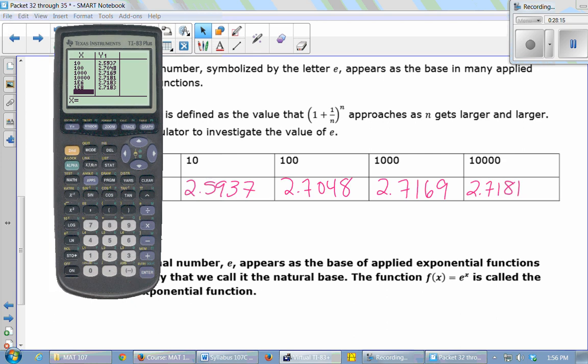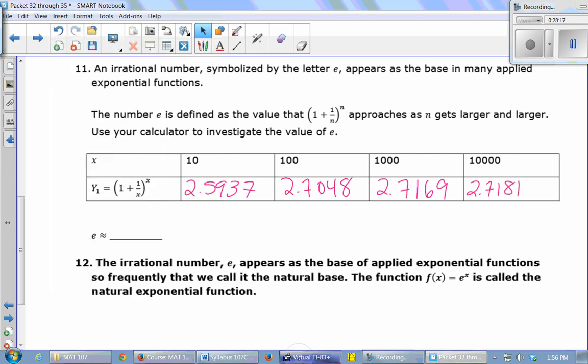These decimals actually keep going on and on forever. So the value e is approximately 2.7183. So it's approximate because as soon as you chop off a decimal, you've rounded it. But it appears as the base of applied exponential functions so frequently that we call it the natural base because it happens naturally all the time. And the function e to the x is called the natural exponential function.